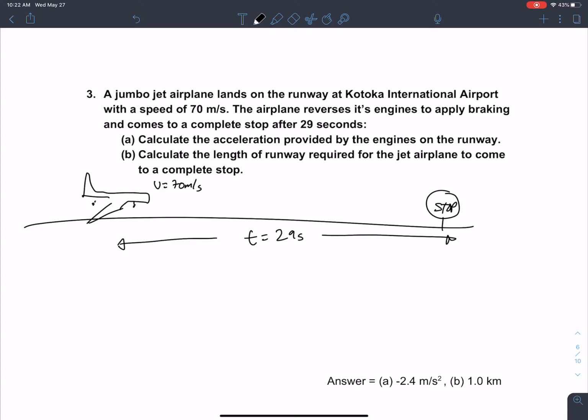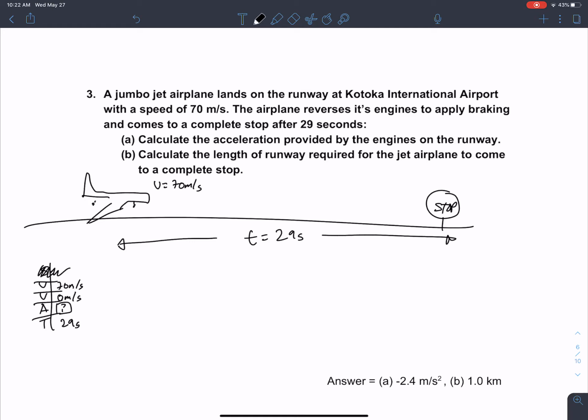Okay, so the first question is asking me for acceleration. So SUVAT. We don't have S, but we have U, 70 meters per second. V is equal to 0 meters per second. A, we're trying to find out what that is, and T is 29 seconds.